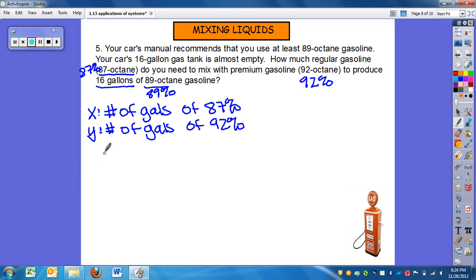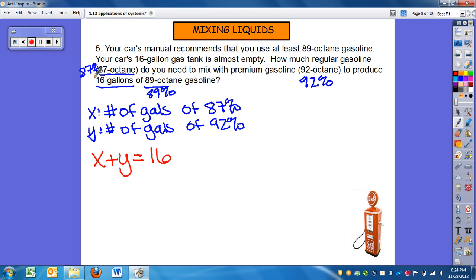So then I need to set up my two equations. Just like the first one, I have a total of 16 gallons. So I have X gallons plus Y gallons equals 16. Those two added together have to equal 16. It's the second equation that's a little tricky.